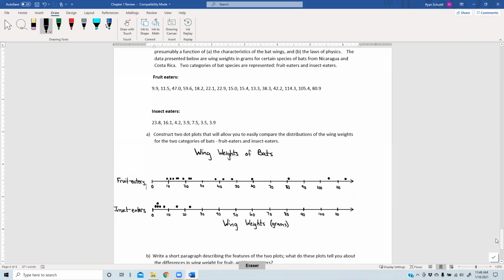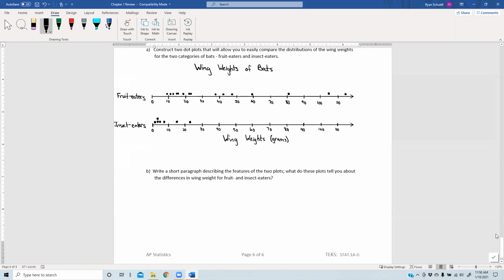Okay, so those are our comparative dot plots. Now notice we didn't have near as many insect eaters as we had fruit eaters, but we can't control that. We just plotted what they gave us. That's all we did. Plot what they give you. B asked us to write a short paragraph describing the features of the two plots. What do these plots tell you about the differences in wing weights for fruit and insect eaters?